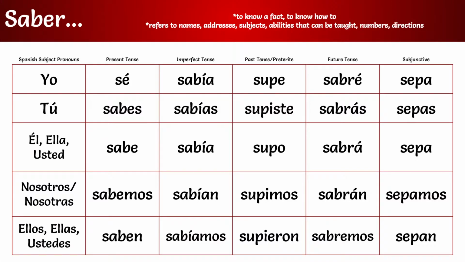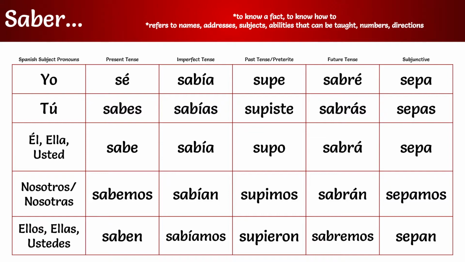As we look at these irregular verbs, I'd like you to take notice that each chart will show you how to conjugate them in present tense, imperfect tense, past tense or preterite tense, future tense, and subjunctive mood. Let's get started. To start us off, we have the irregular verb saber, which is to know a fact or to know how to do something.